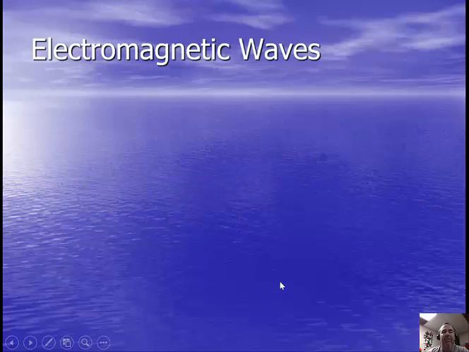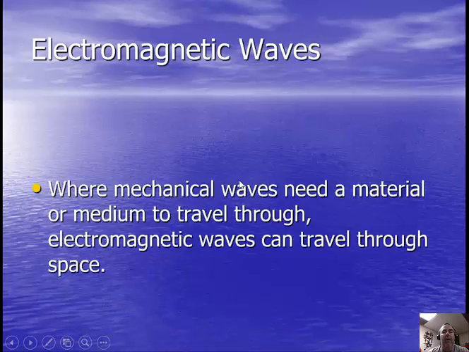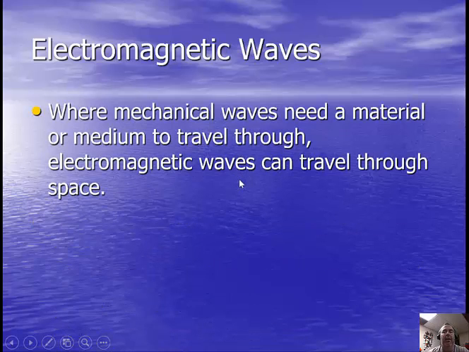All right, the last type of wave. This is going to be an electromagnetic wave. And the thing that's special about electromagnetic waves: mechanical waves, we said, needed a material. They needed the solid, they needed the liquid, they needed the gas to travel in. Without them, they don't exist. Electromagnetic waves can travel through empty space. They don't need to have the solid, liquid, or gas.